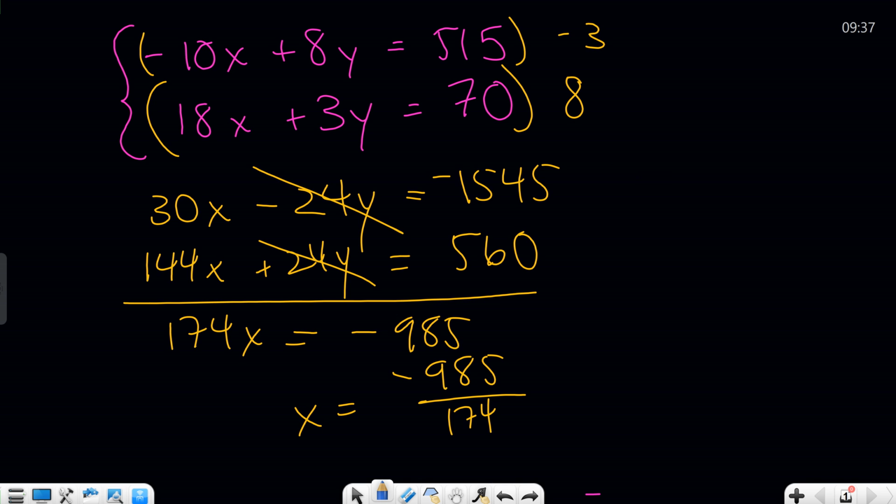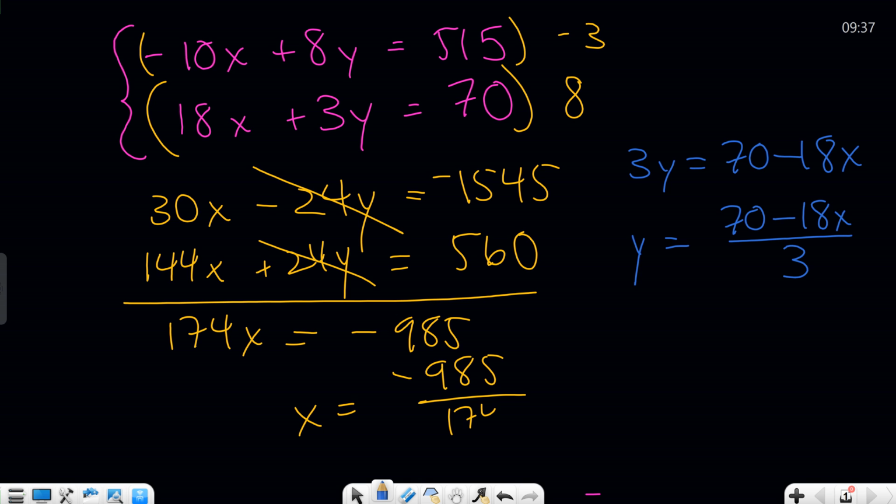Whoops. Let me not do that. 18, no, come on, Rita, you're better than this. 3y equals 70 minus 18x. So y is equal to 70 minus 18x all over 3.